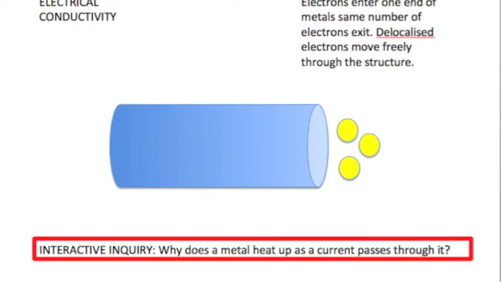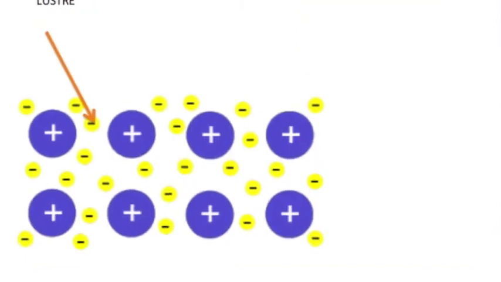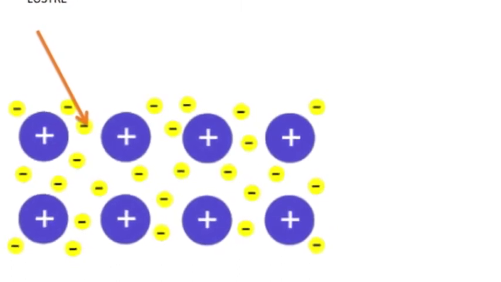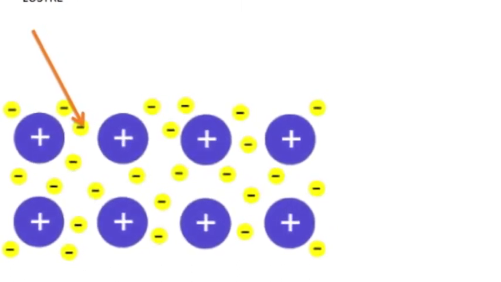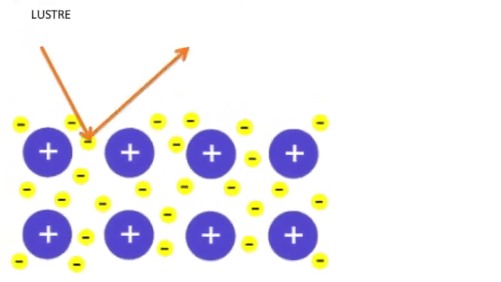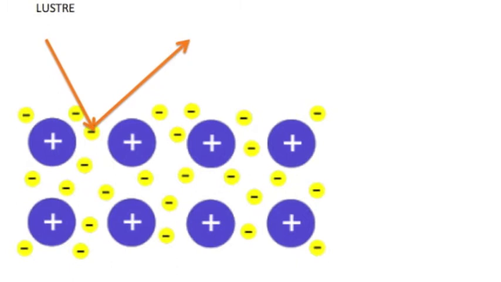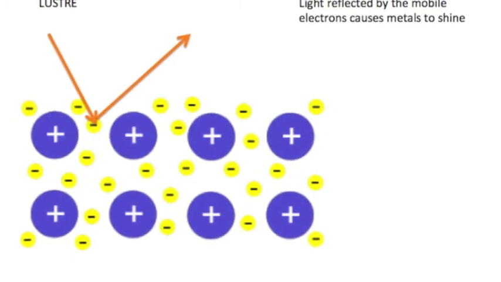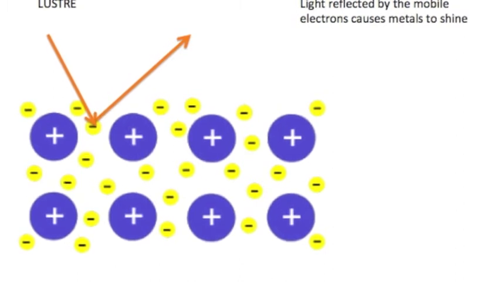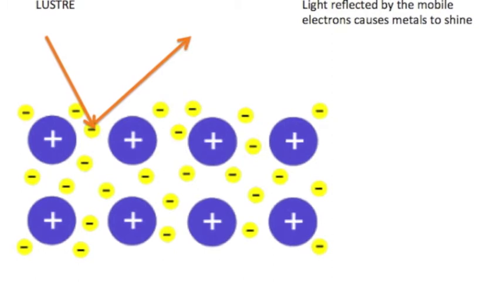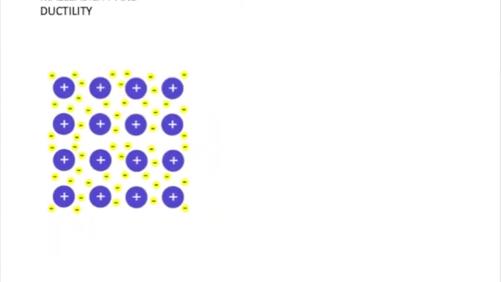The next property we're explaining is luster. As you can see here, this orange arrow is like shining a torch or a sun ray down onto a metal, and it reflects back. The rationale: light reflected by the mobile electrons causes metal to shine. So it's just bouncing back there. Which brings us to our last property that we're going to explain, malleability and ductility.